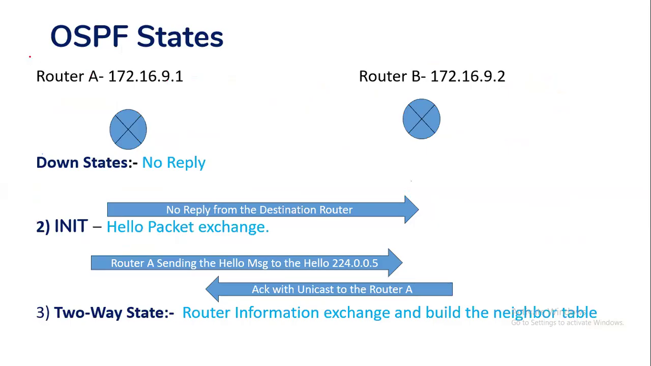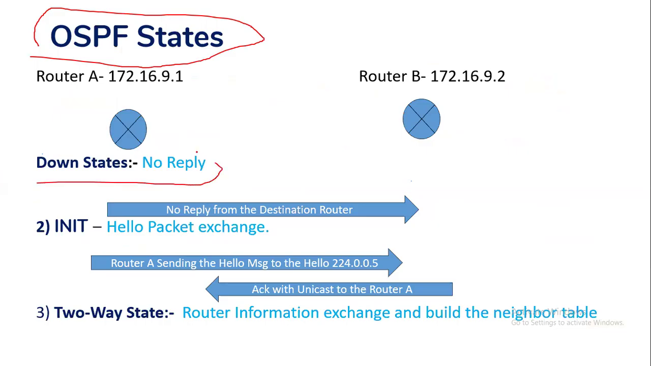Mainly, there are 7 states of OSPF while communicating between two routers, so it follows the 7 states. First is the down state. That means router A sends a packet to router B, but there is no reply. That comes under the down state. The dead timer is 40 seconds.